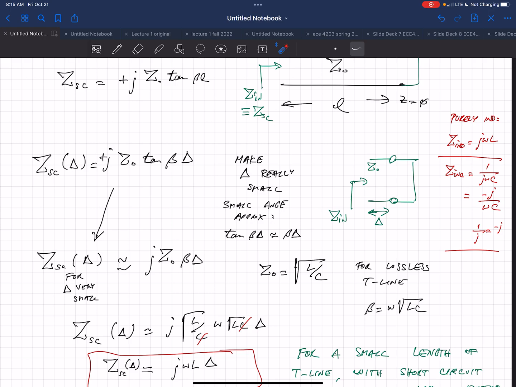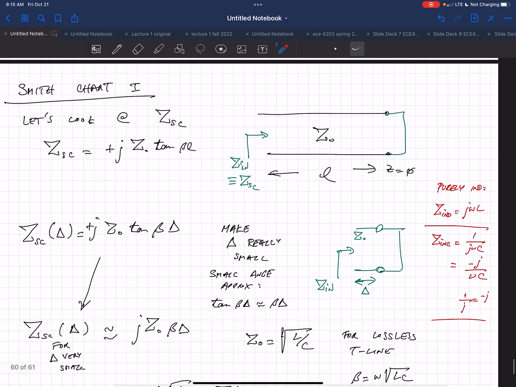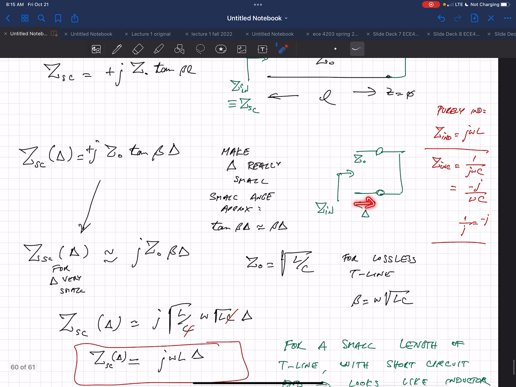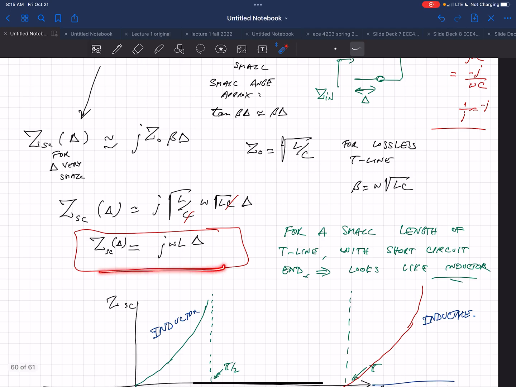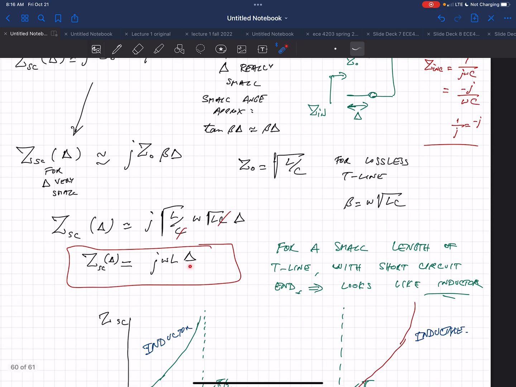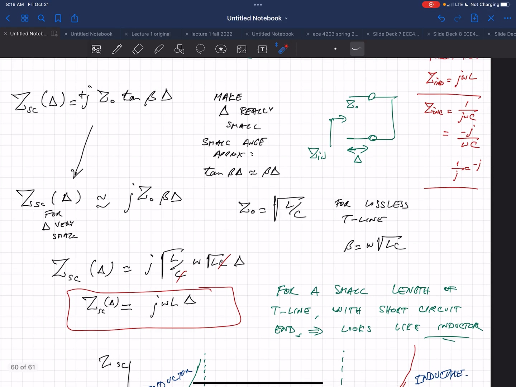Okay? So after we put a stub next to this short on this transmission line, we ended up with j omega L delta. Remember, this delta is this length, and all we're saying is that it's short. It's short enough that tangent of beta delta is just equal to beta delta. So this looks like a purely inductive load, this short stub that we added. And by changing the length delta, we can tune that inductance.